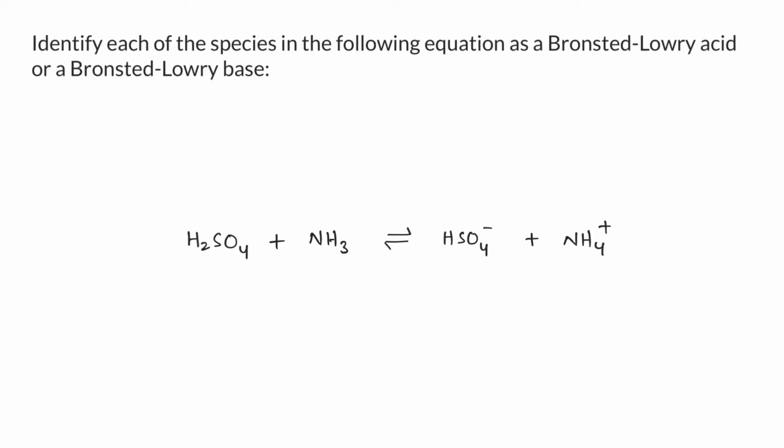Let us do some example problems on Bronsted-Lowry acid-base theory and conjugate acid-base pairs. Identify each of the species in the following equation as a Bronsted-Lowry acid or a Bronsted-Lowry base. So the given equation is sulfuric acid reacts with ammonia to form HSO4 minus ion and NH4 plus ammonium ion. And we are supposed to identify Bronsted-Lowry acid and Bronsted-Lowry base.